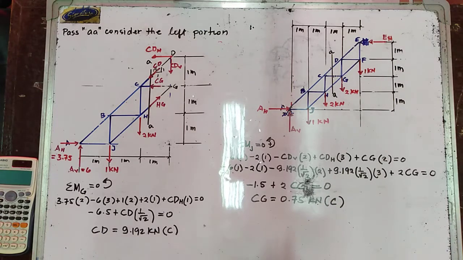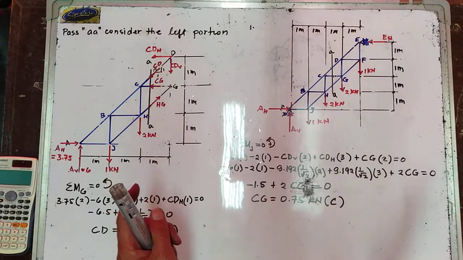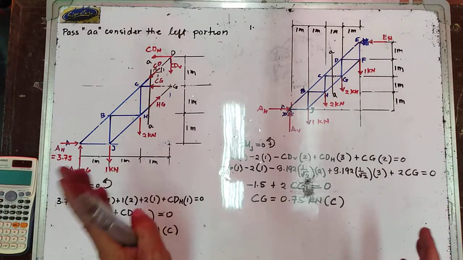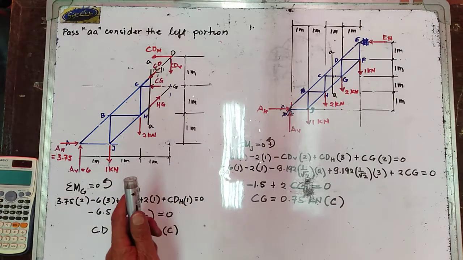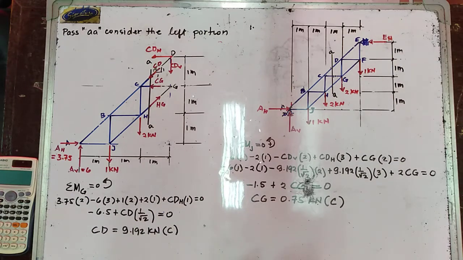Now, you try to take note that when you pass a cutting plane through 3 unknown members, what portion are you going to consider? Are you going to consider the left or the right portion? Take note that if you consider the right portion, their bar forces are the same as when you consider the left portion. Now, you have to consider the portion wherein fewer forces are involved.